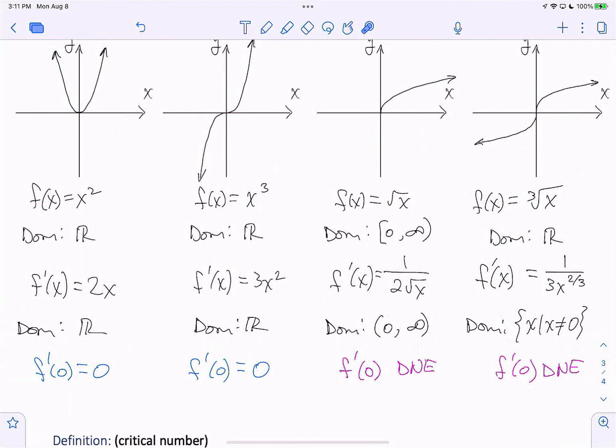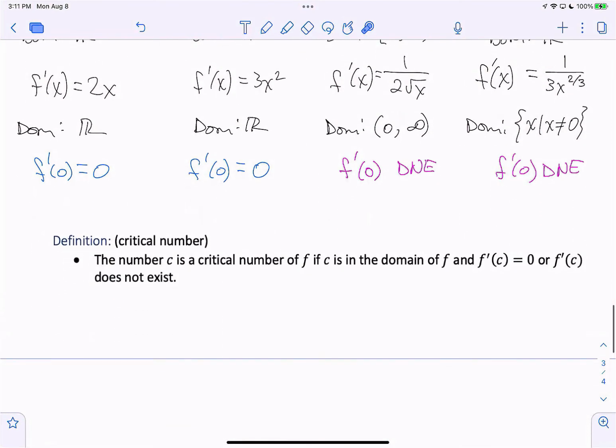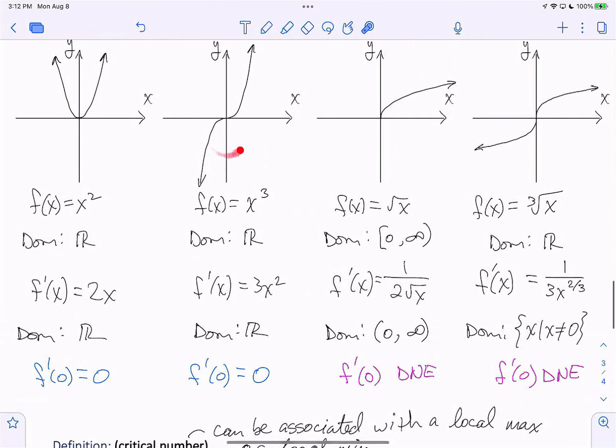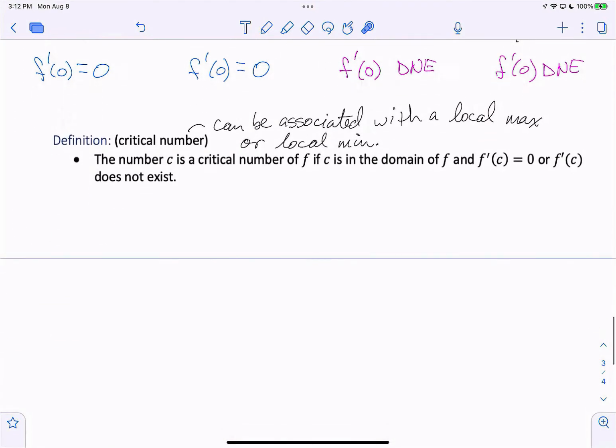Where the derivative does not exist for the square root of x and for the cube root of x, you'll note that the tangent line is vertical. It has a slope that's undefined. You see these derivatives are undefined at x equals 0. So a critical number can be associated with a local maximum or a local minimum. Not always, as we see with the cubing function, but sometimes.